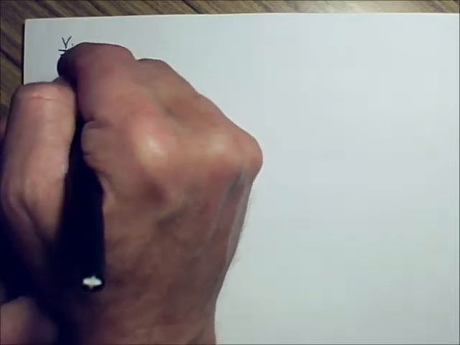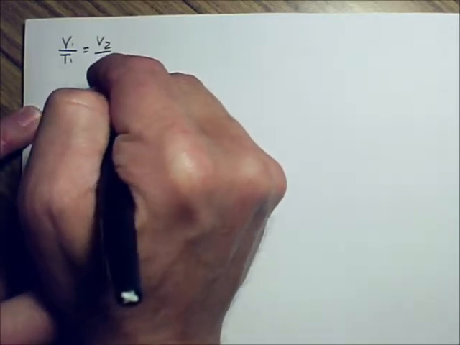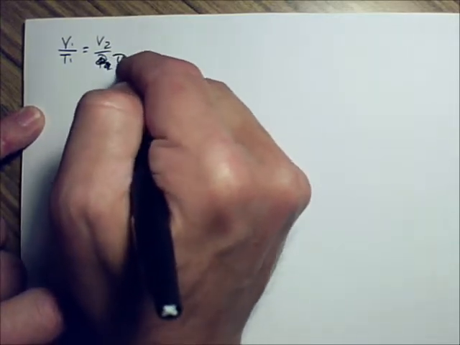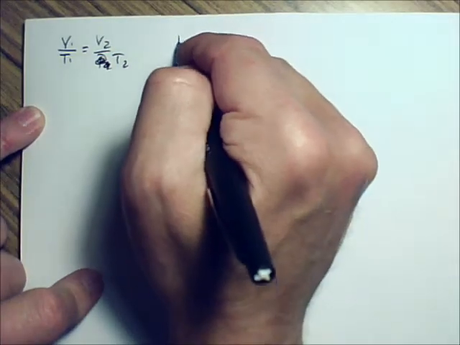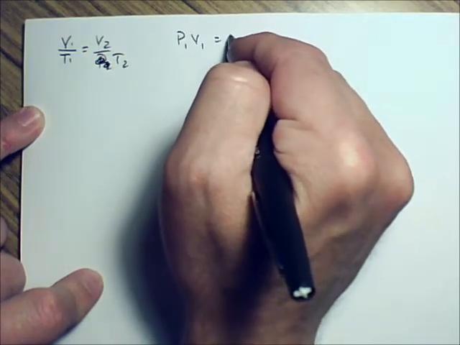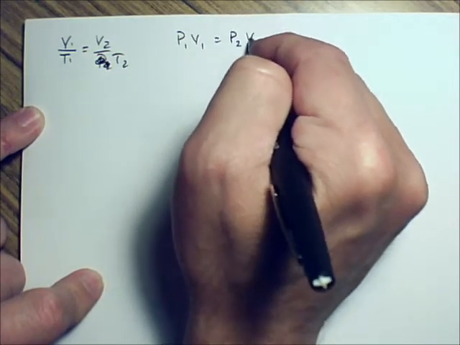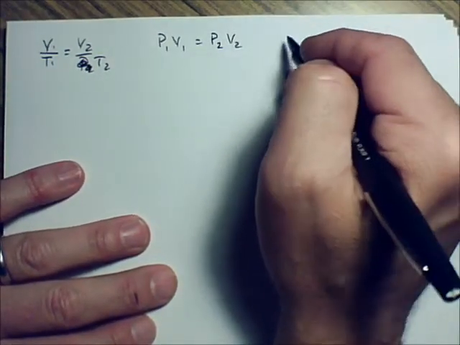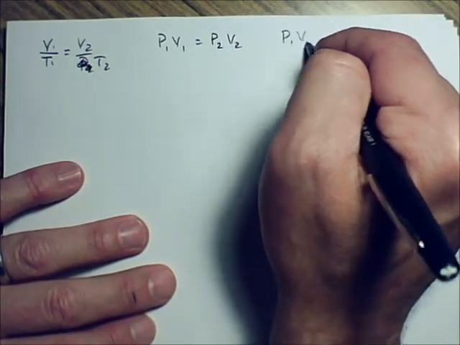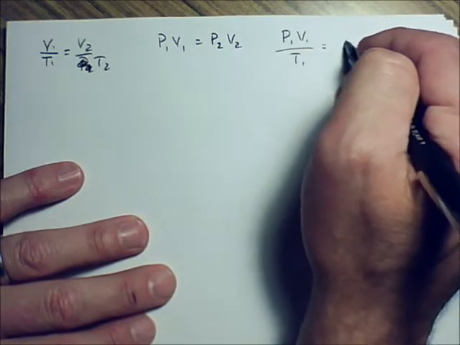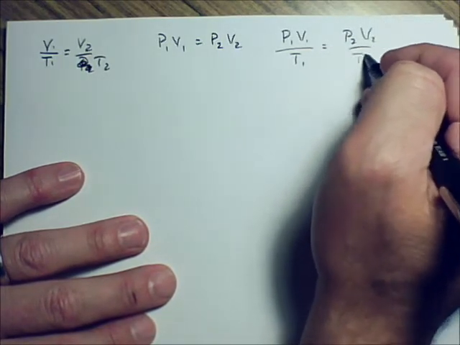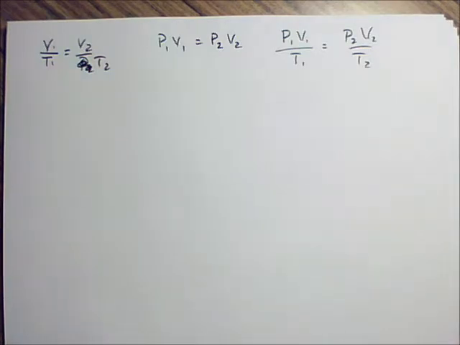All right, this is the combined gas law. And all the combined gas law does is combine Charles' law, V1 over T1 equals V2 over T2, with Boyle's law, and so what we're going to get is P1 V1 over T1 equals P2 V2 over T2. Okay? And we just solved one of these problems a moment ago.